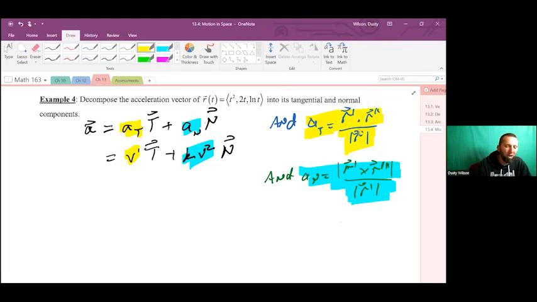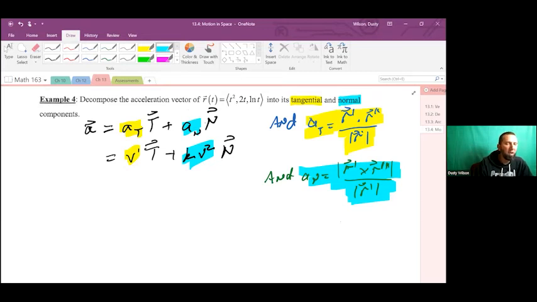So in example 4, we're asked to decompose the acceleration vector of r of t equal to t squared, comma 2t, comma ln t into its tangential and normal components. So here's that tangential component, that's the yellow stuff, and the normal component, that's the blue stuff that we're looking for.